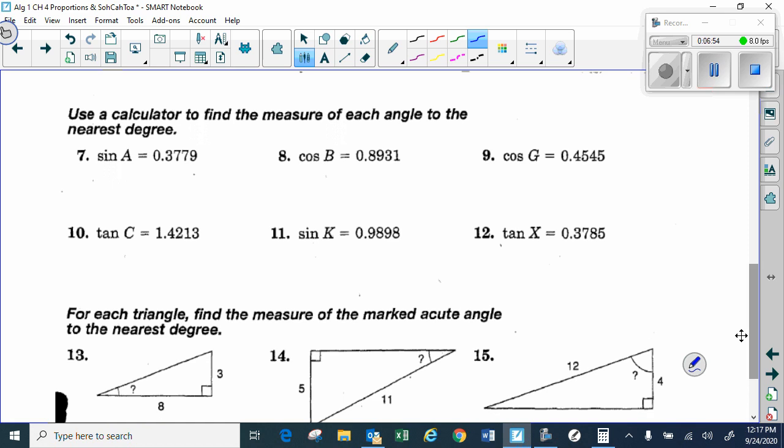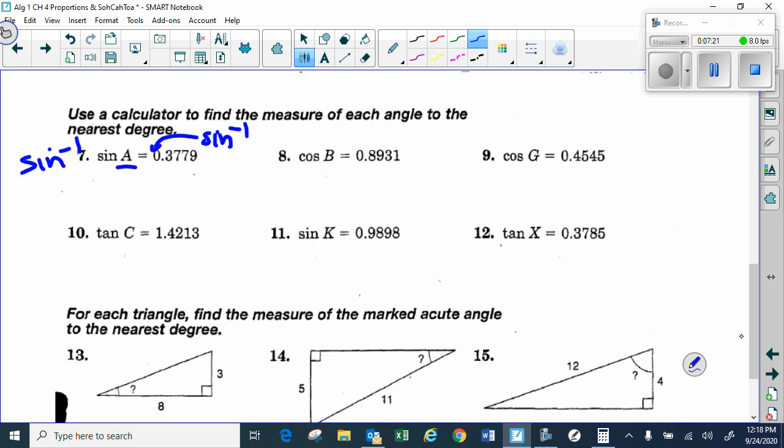Next section says use a calculator to find the measure of each angle to the nearest degree. So we're solving for the angle itself. That means I need to get rid of the sine or the cosine or the tangent. Now, how you get rid of it is by doing the inverse. Inverse sine. Whatever I do to one side, I must do to the other side. Inverse sine, and that's on the button on your calculator. It's the button right above your sine. Right above sine would be inverse sine.